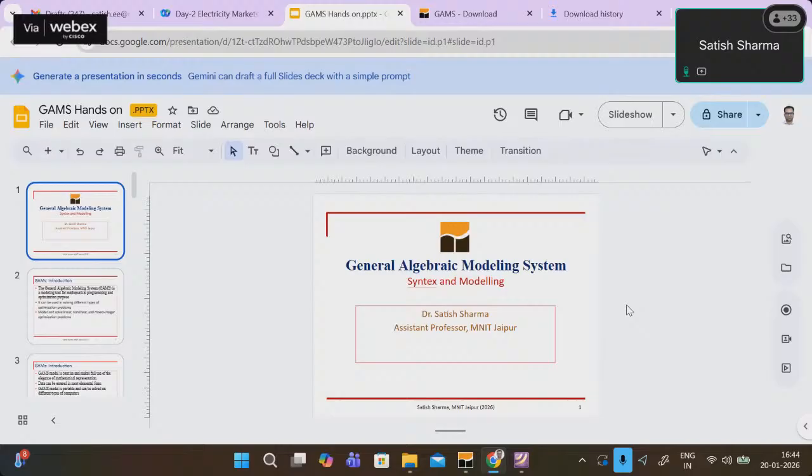Now if we talk about GAMS, General Algebraic Modeling System, it's a software. You can download it, and I have shown you it's very simple to download. A demo version is available. There is a certain limitation on how many variables you can solve with the demo version, and how many equations you can have.